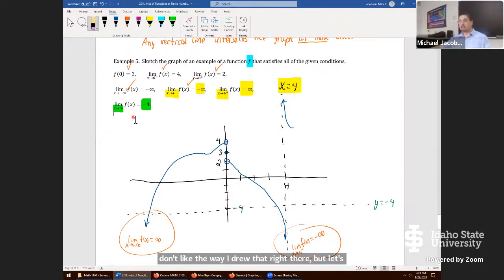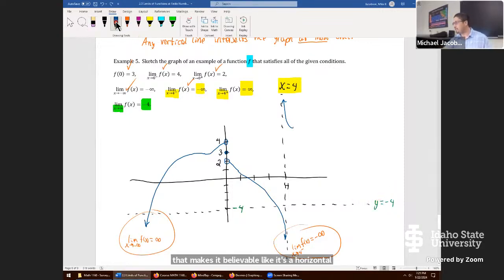Last limit is this one. X heads off to positive infinity, but then it approaches a horizontal asymptote at height -4. Let's see if we can make that curve do it. Oh, that was the eraser. Let's try again. So we need to take this curve, make it come down in a way that makes it believable, like it's a horizontal asymptote.